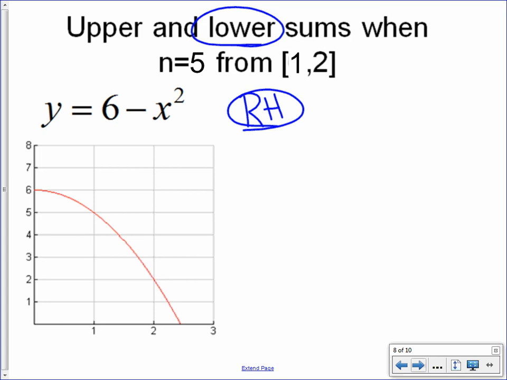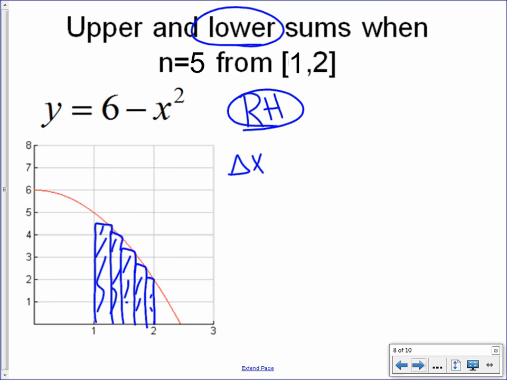So the first thing we need to calculate is delta x. Well, let's draw a picture so that you believe me. So from 1 to 2, right? So all of the right hand. 1, 2, 3, 4. Well, it's not the perfect graph, but that's what we're calculating. So first we need the width of each of those rectangles.